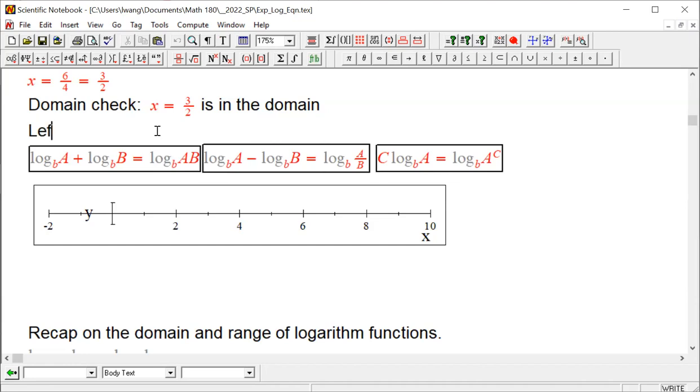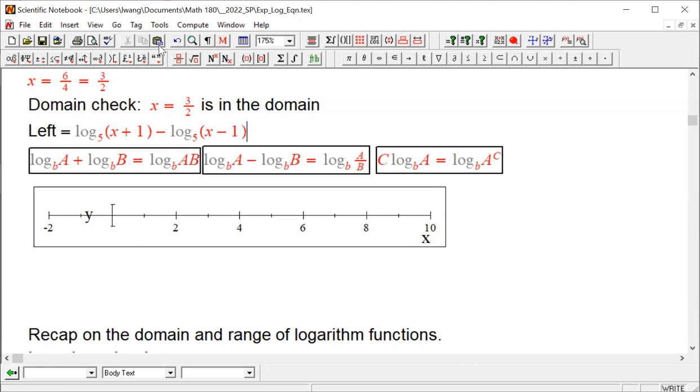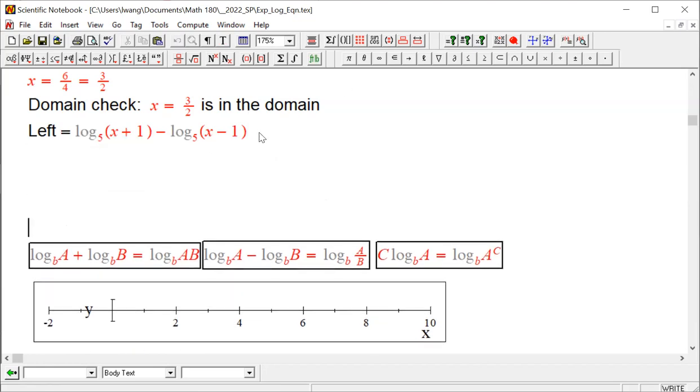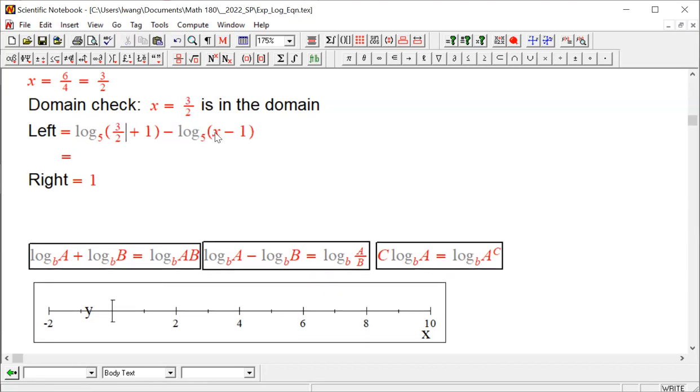So on the left-hand side, right? And we want to make sure it equals 1, the right-hand side equals 1. So we want to take note of that. And plug in the numbers, right? We're going to plug in the numbers. When we plug in the numbers, 3/2 is going to be in the place of x, and then we're going to simplify.